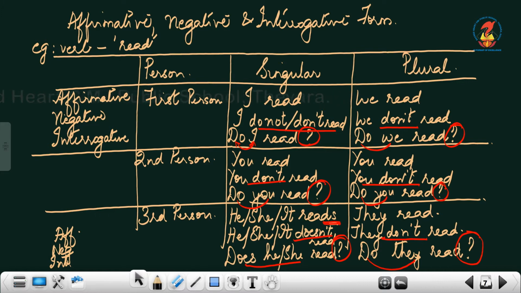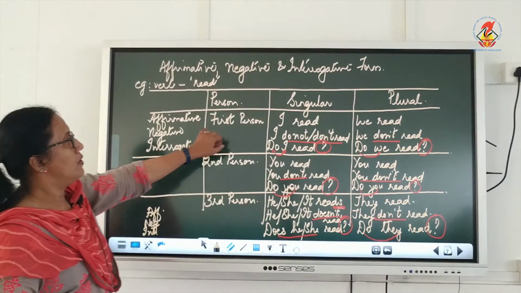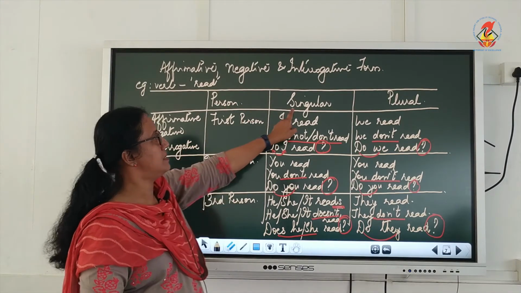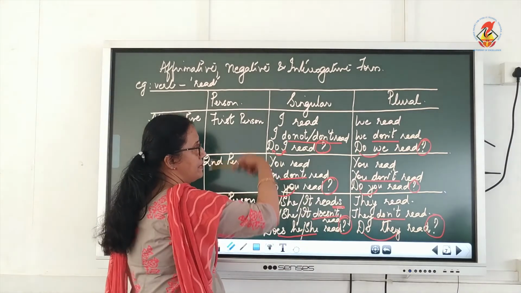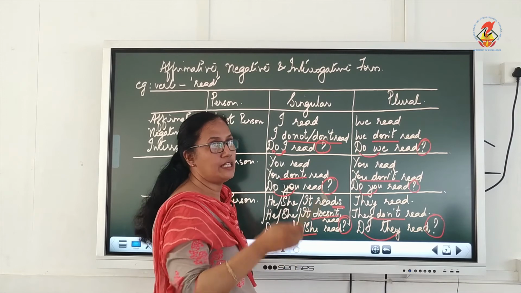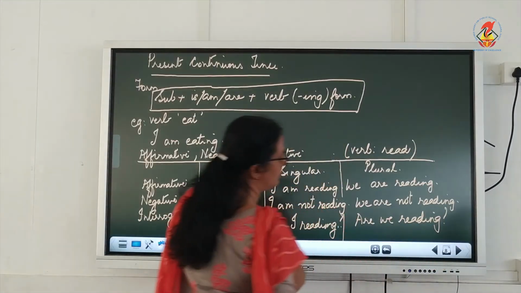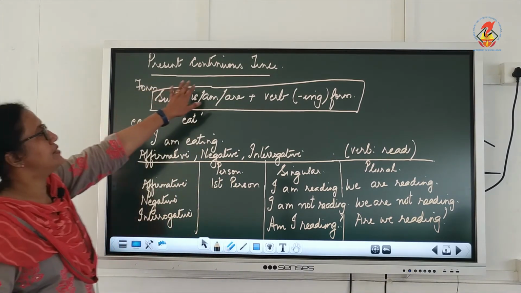Children, have you all understood this? So this is how you will express it in the affirmative, negative, and interrogative form, in the first person, second person, third person, in the singular and in the plural form. This table keeps on repeating for each subdivision of what we are going to do in tenses. Now, going to the next one, we move to the present continuous tense.